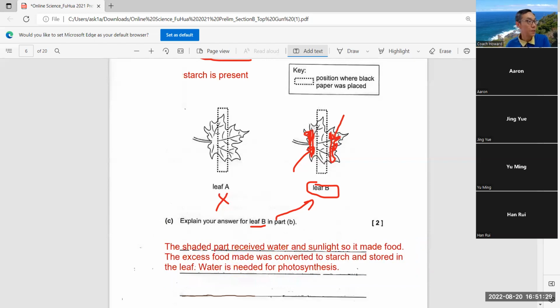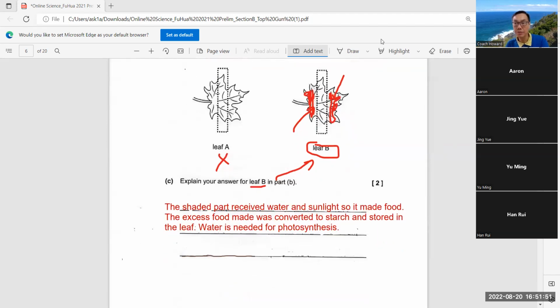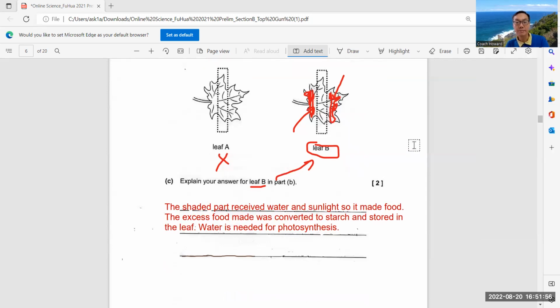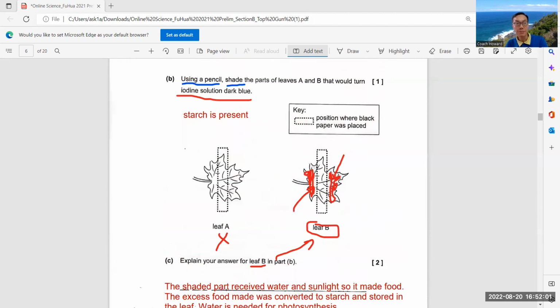Control C, and I will send the answer to all of you. Water is needed for photosynthesis. So this is an important question. Do take note of this. You can shade this part. Let's continue with the next question.